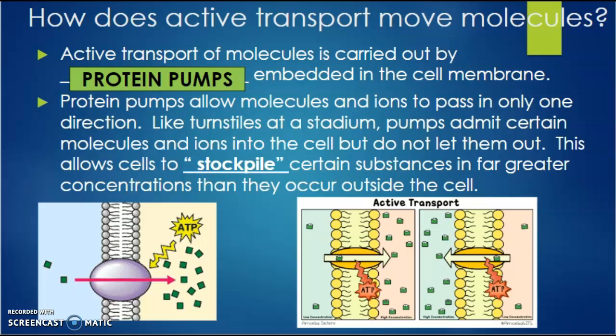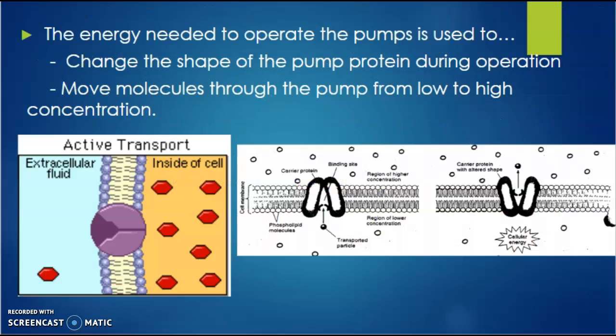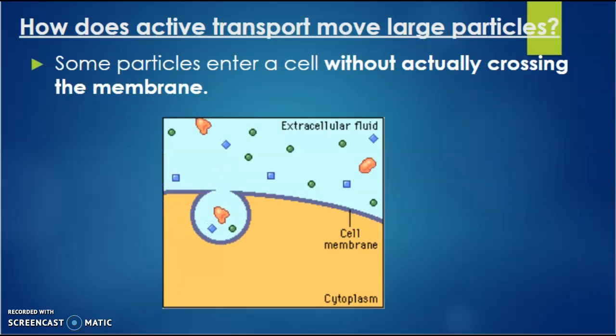So if a molecule is moving from low concentration to high concentration, whether that be into the cell or out of the cell, active transport must be used. So protein pumps, for example, will be used. The energy that's needed to operate the pump is used to change the shape of the protein pump during operation. That means allowing the molecule to move through, almost like a Pac-Man, and then it turns and releases the molecule. It also moves molecules through the pump from a low concentration to a high concentration.